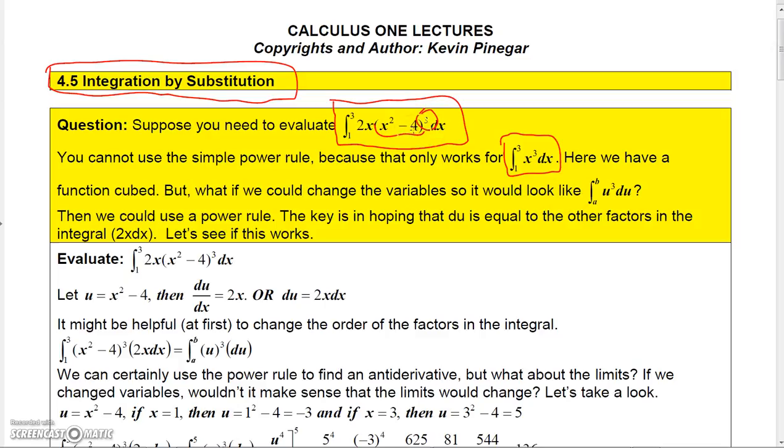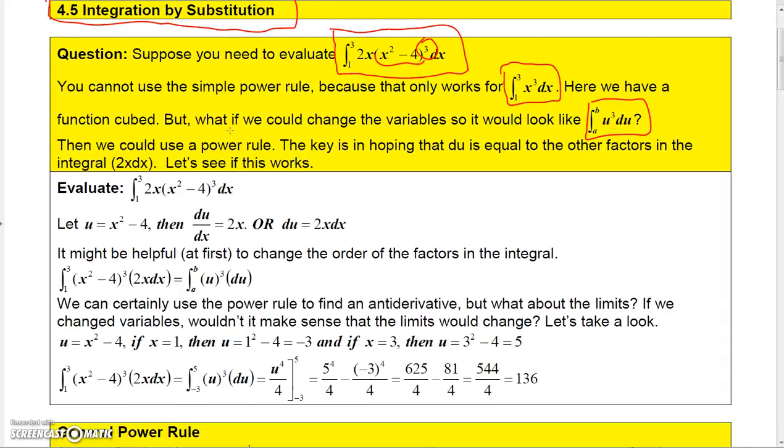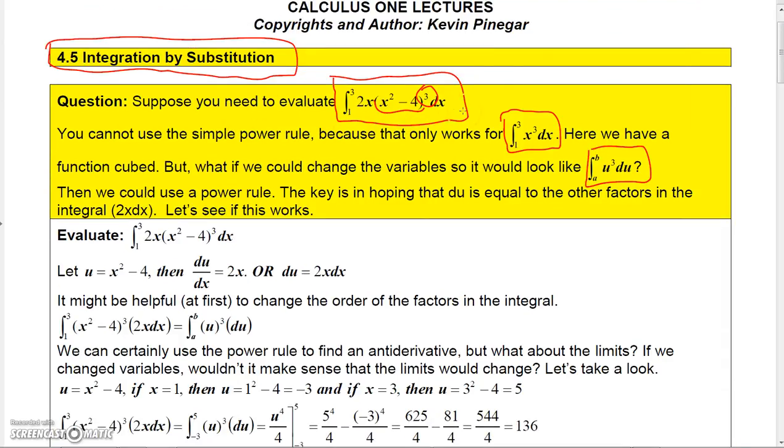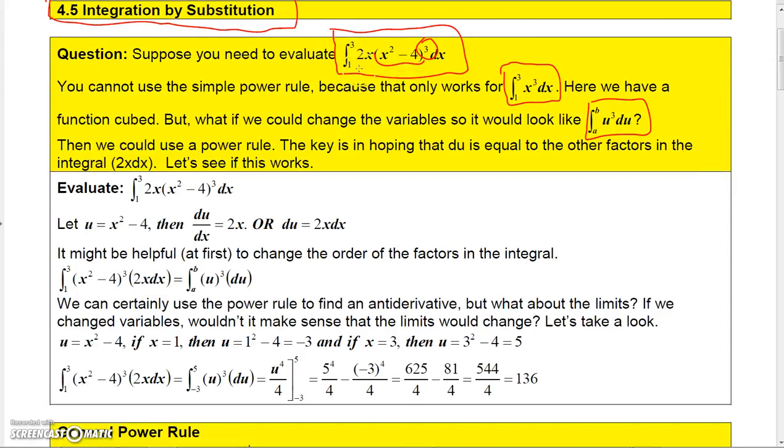So what we want to do is see if there's a way that we can change variables and get the integral into this form, u cubed du. Okay, so let's take a look at what we might be able to do. Since this is a power, I'm going to let the expression that's raised to this power be u. Now watch what happens when I do that.